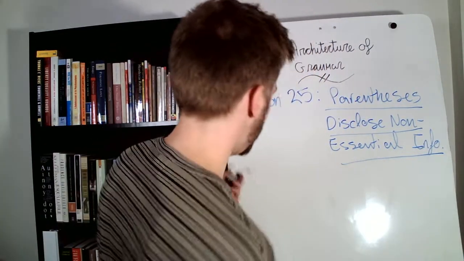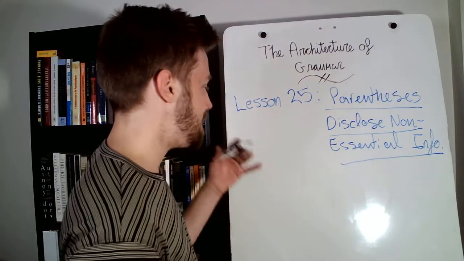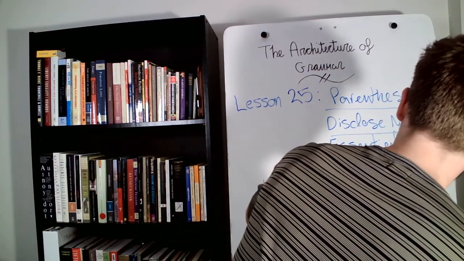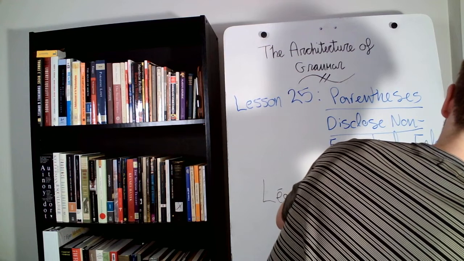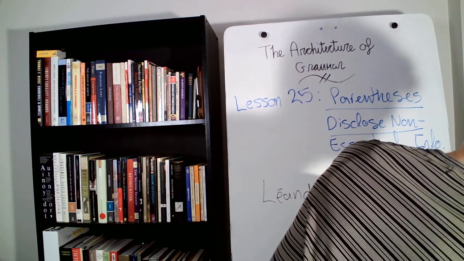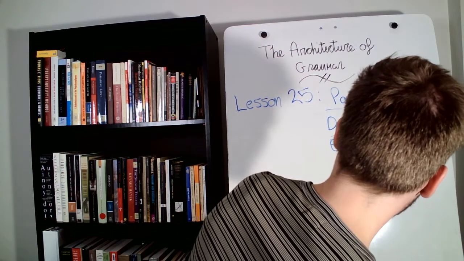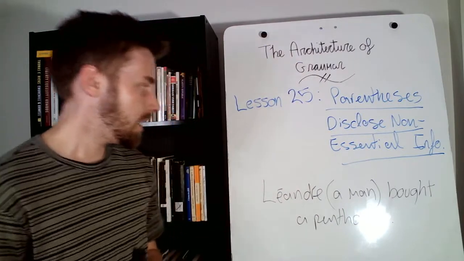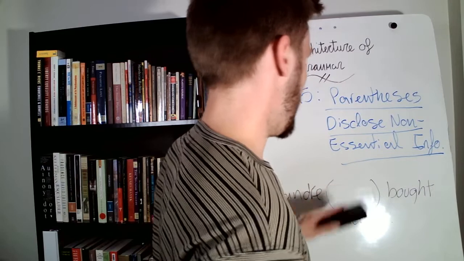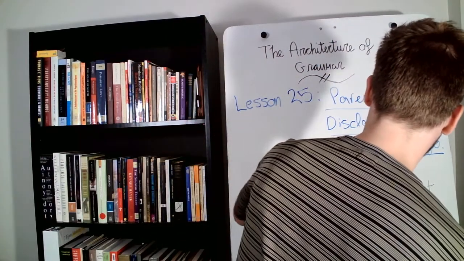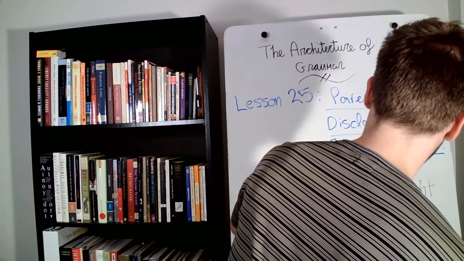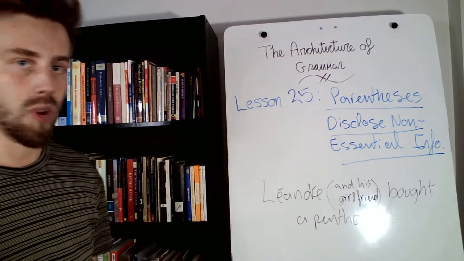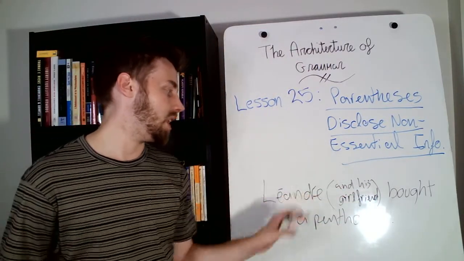For example, if we use Léandre bought a penthouse, if that's the sentence, we could say Léandre, a man, bought a penthouse. Okay? So Léandre, a man, bought a penthouse. We could also add, so these are just two words, a man. We could also say and his girlfriend. So his girlfriend, that is a noun phrase. So Léandre and his girlfriend bought a penthouse.